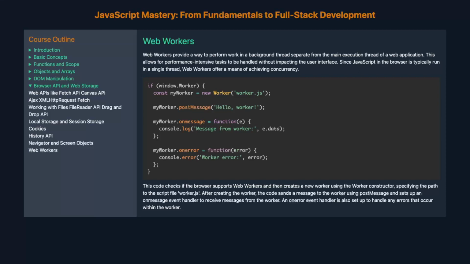This code checks if the browser supports web workers and then creates a new worker using the Worker constructor, specifying the path to the script file worker.js. After creating the worker, the code sends a message to the worker using postMessage and sets up an onmessage event handler to receive messages from the worker. An onerror event handler is also set up to handle any errors that occur within the worker.